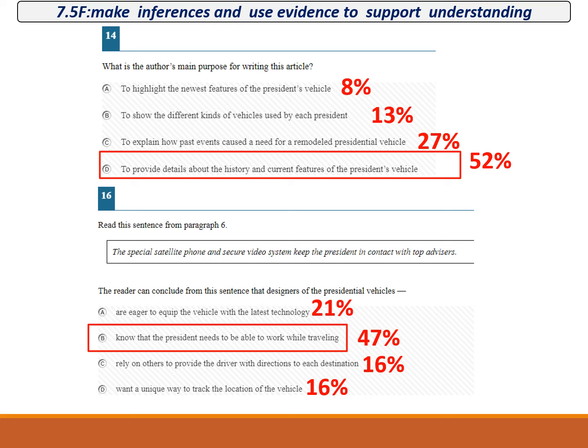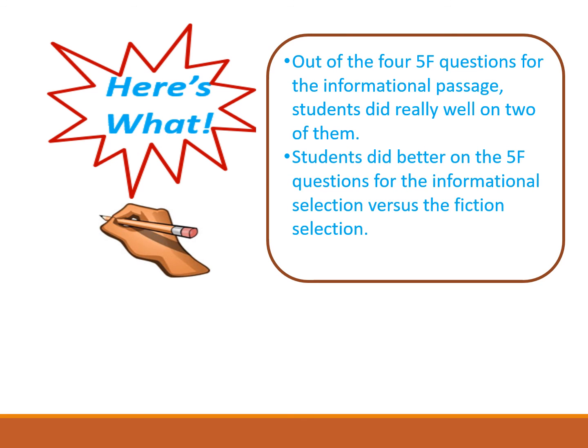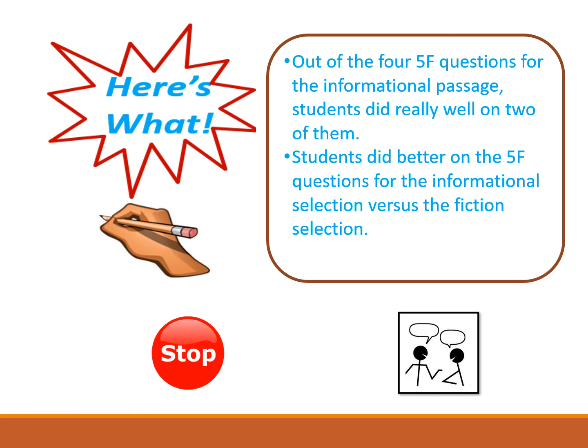Let's get ready to jot down our final notes for the Here's What. So here's what: out of the four 5-8 questions for the informational passage, the Fortress on Wheels, students did well on two of them. Students overall did better on the 5-8 questions for the informational selection versus the fiction selection. At this time, you may choose to stop the webinar to discuss any additional facts regarding the item analysis. If you choose to do that, you can resume when you are ready.